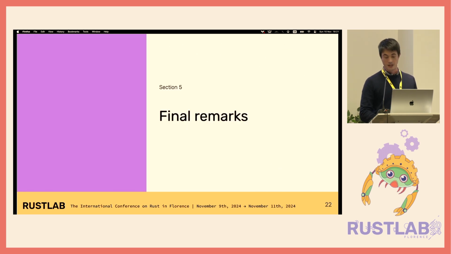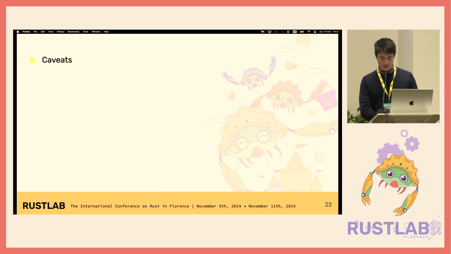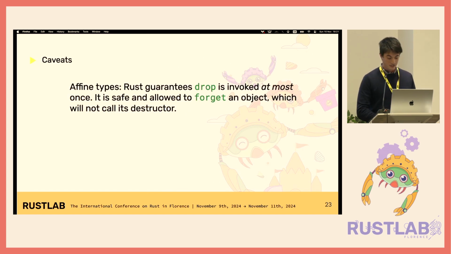Okay, so some final remarks. There are some caveats associated with this pattern, which is, first of all, drop is not guaranteed to always run, because obviously in Rust you have affine types. So the destructor is going to be invoked at most once, but there are ways to prevent that. For instance, if you leak, so if you forget an object, if you wrap it in manually drop. So there are ways to avoid running the destructor, which in this case would invalidate the whole point of having a guard.